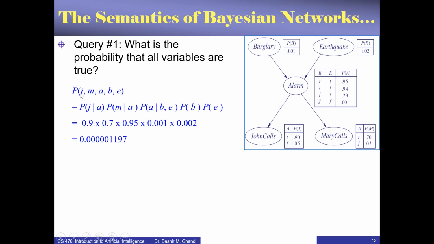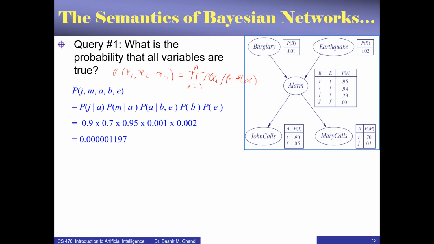So the probability of J, M, A, B, E, where JMABE are the abbreviations of the initials of the different variables. J, as you can imagine, is for John calls, M is for Mary calls, A is for the alarm sounds, B is for the burglary, and E is for the earthquake. According to what we just saw, this is equal to the product of the probabilities of each of these variables given its parent. We said P of x1, x2, and so on until xn is simply the product for i equal to 1 to n of the probabilities of xi given the parent of xi. So this is what we're going to do to compute this.